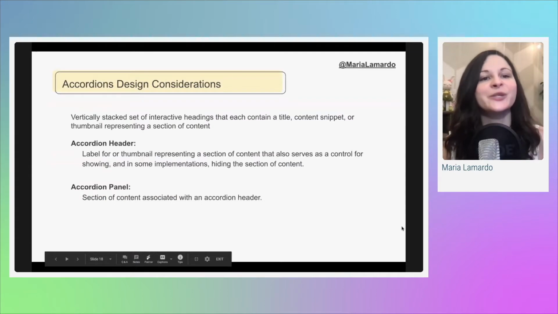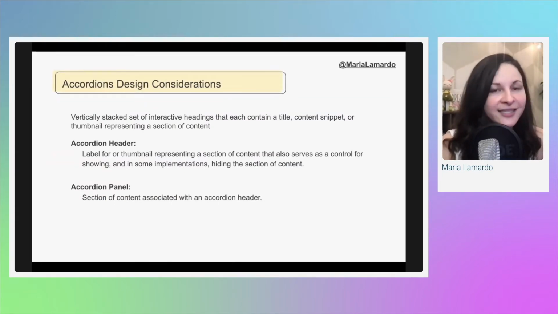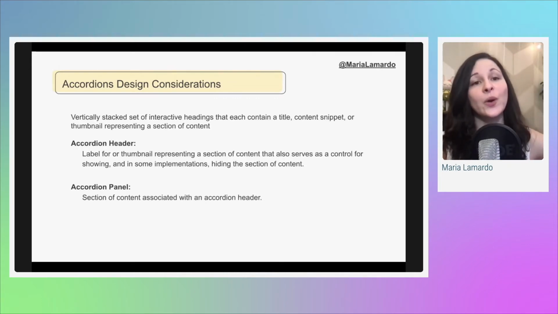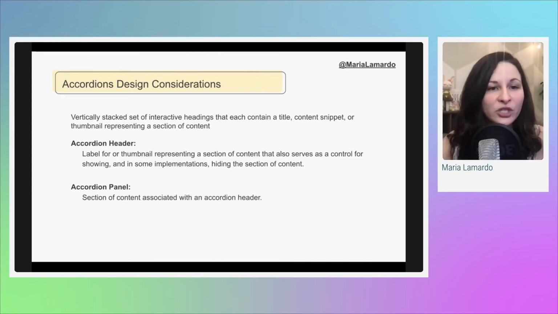So the design considerations for accordions. Accordions are a vertically stacked set of interactive headings that contain a title, code, content snippet, or thumbnail representing a section of content. So an accordion must include an accordion header and an accordion panel. The header is going to function as the label for the thumbnail, and then the accordion panel is going to hold all of the content of that section.